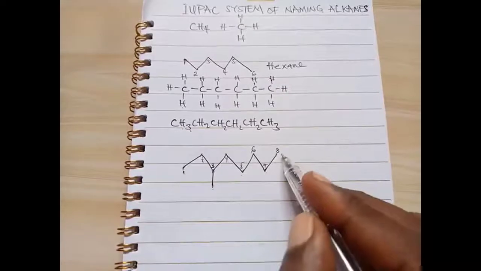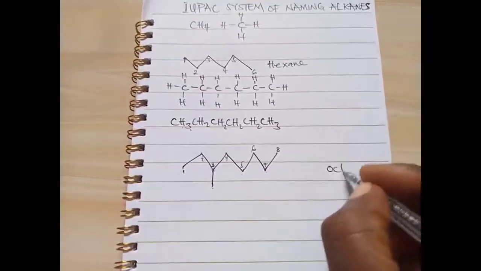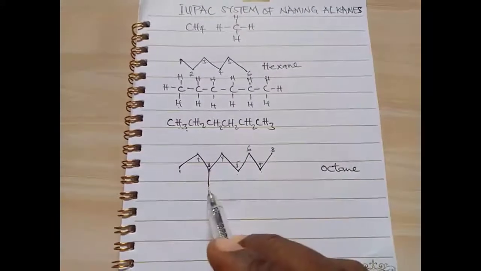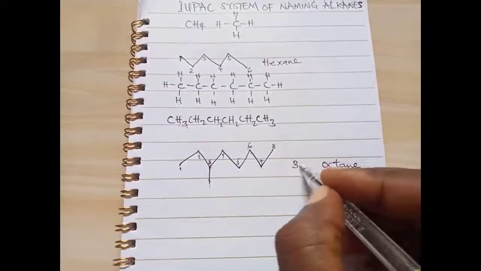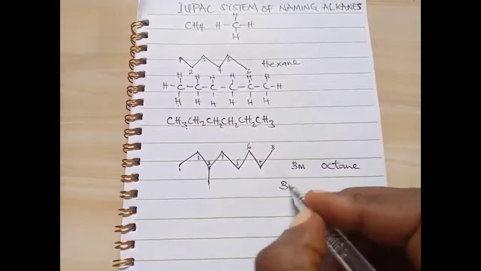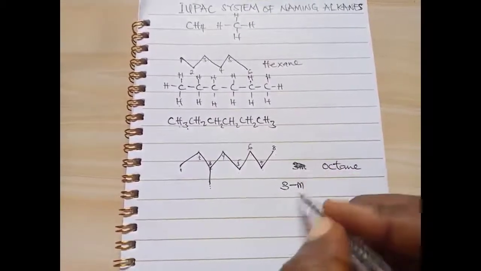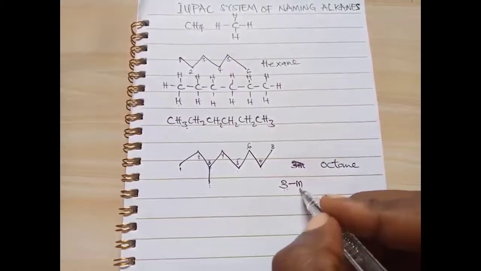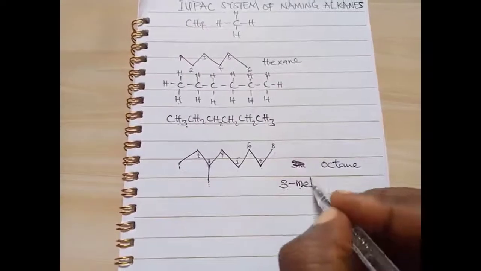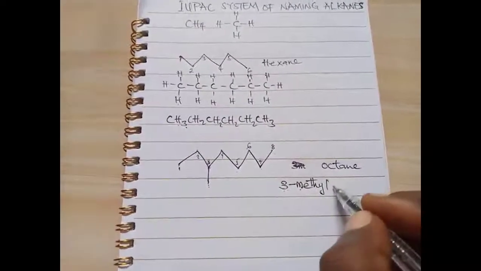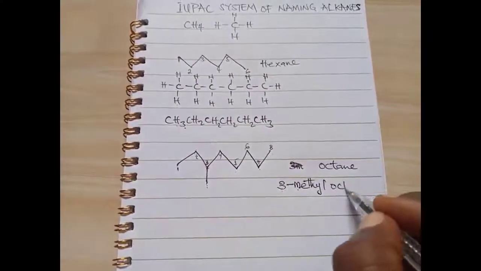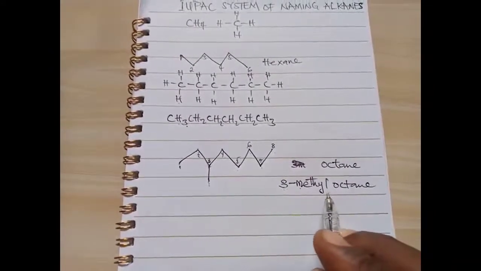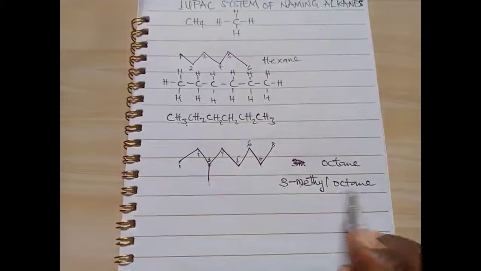So we already have 8, and 8 is octane. So it means at the third carbon atom, we have a methyl. So we say 3-methyl. We use a hyphen to join a number and a word. 3-methyl octane. So at the third carbon atom, there is a methyl attached to it, and the parent name is octane.